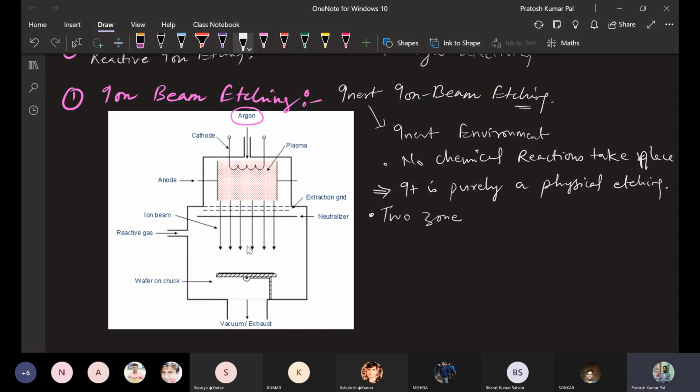And this is a two zone system. What does it mean, two zone? In one zone, the high energy ion beam will be generated, and that ion beam will be exposed to the semiconductor surface, which will be placed in another zone. So this is the first zone, this is the second zone. So it will be a two zone system.